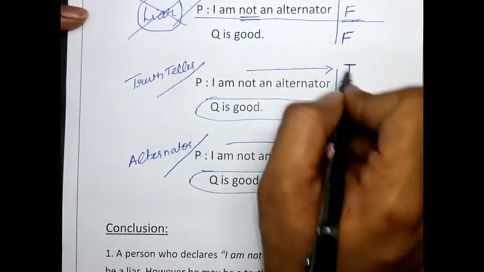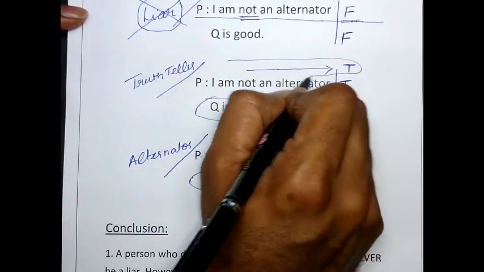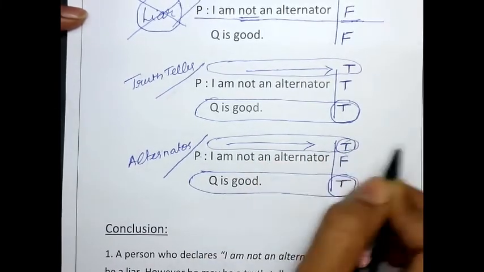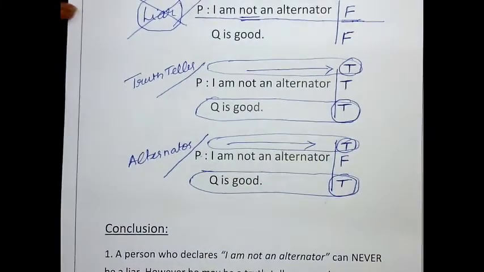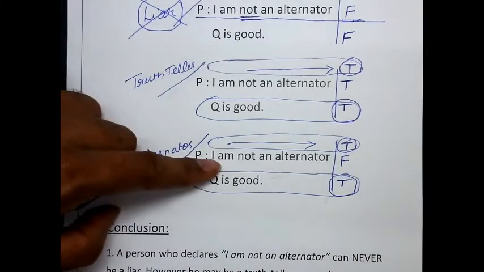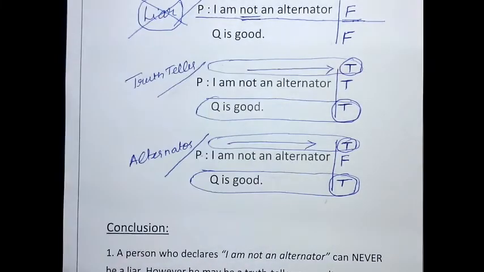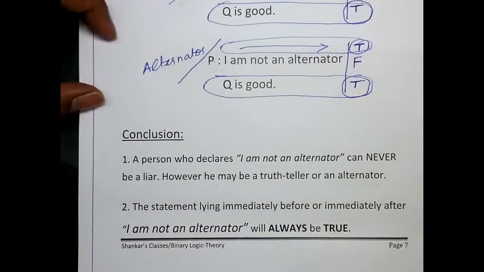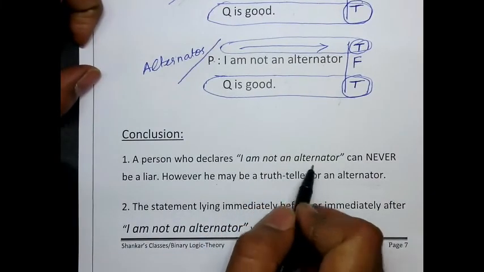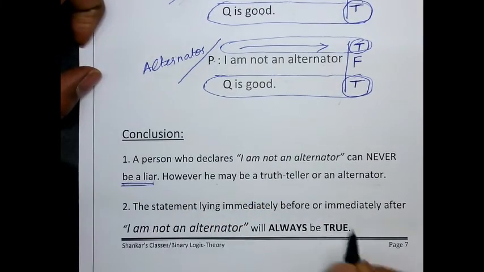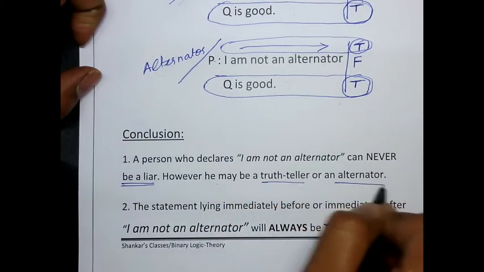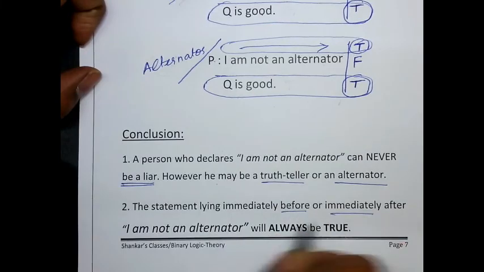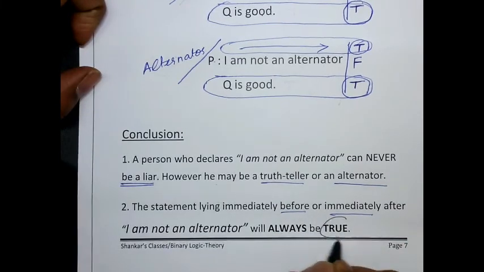Likewise, if there is any statement that is prior to I am not an alternator, then there also you can see that the statement lying prior to I am not an alternator is also true. So, the conclusion is a person who declares I am not an alternator can never be a liar. He may be a truth teller or an alternator. And the statement that is lying immediately before or after I am not an alternator will always be true.